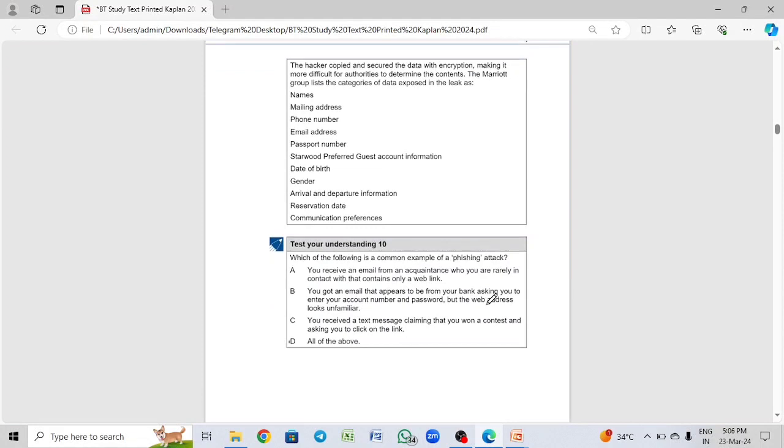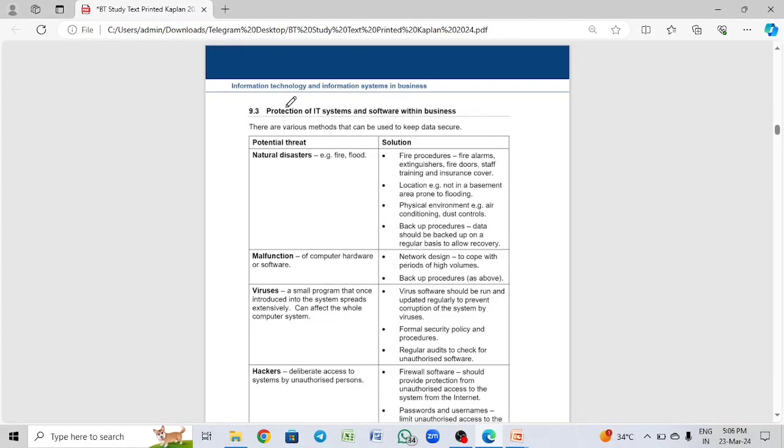With this, we move to the next topic, the protection of IT systems and the software in a business. Now, what are the protections that we can take in our IT systems and software to protect the data? We have certain potential threats, for example the natural disasters, which are the flood and the fire. So what are the solutions we can take? We can take fire procedures, the location, the physical environment, and the backup procedures.